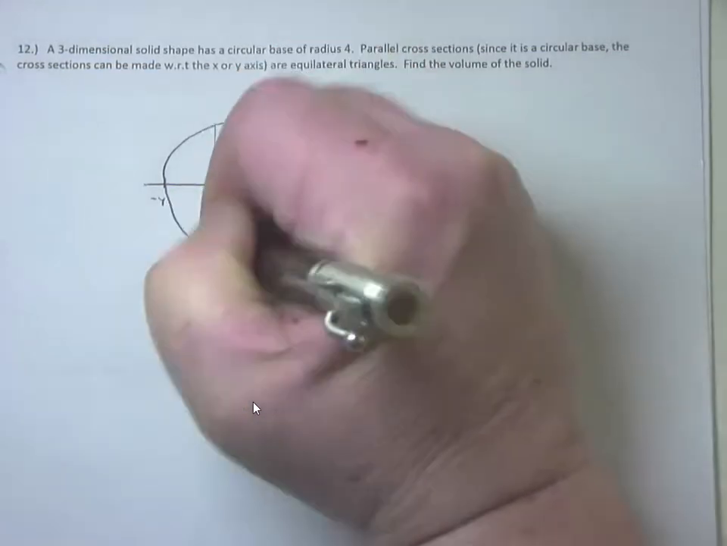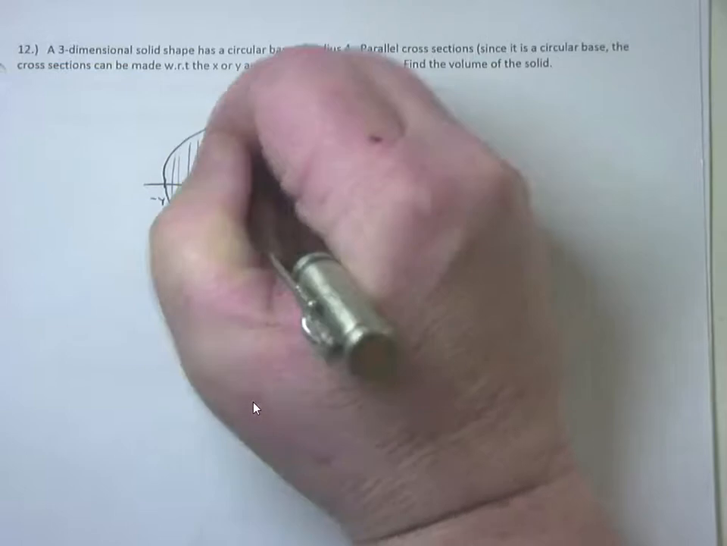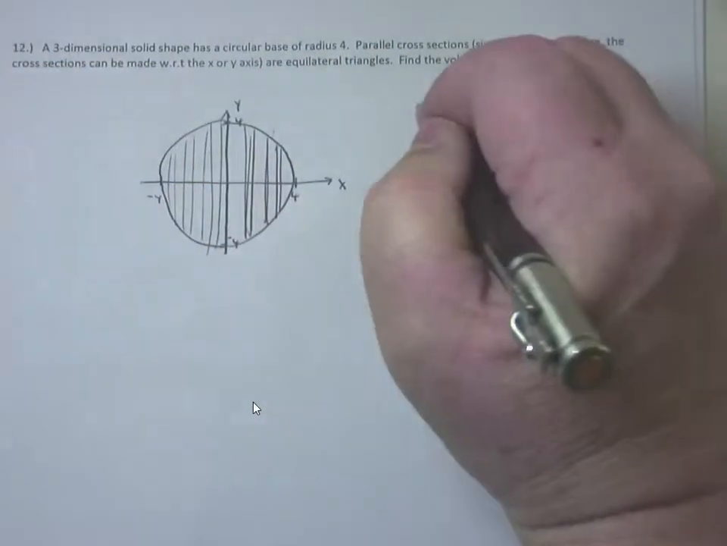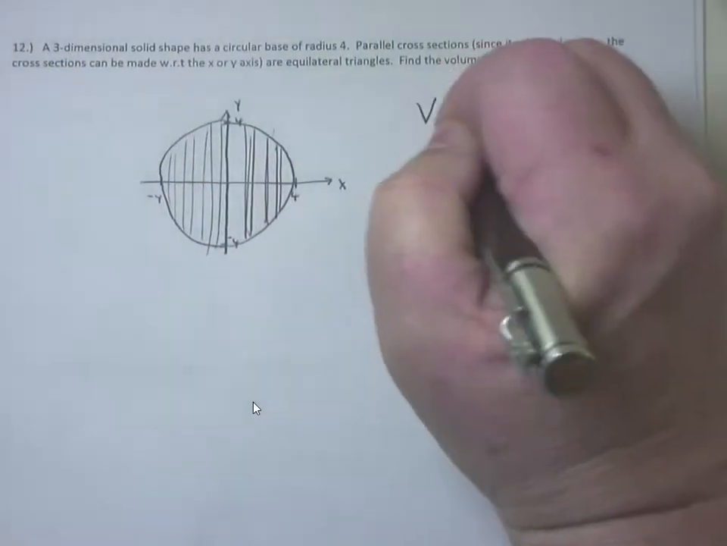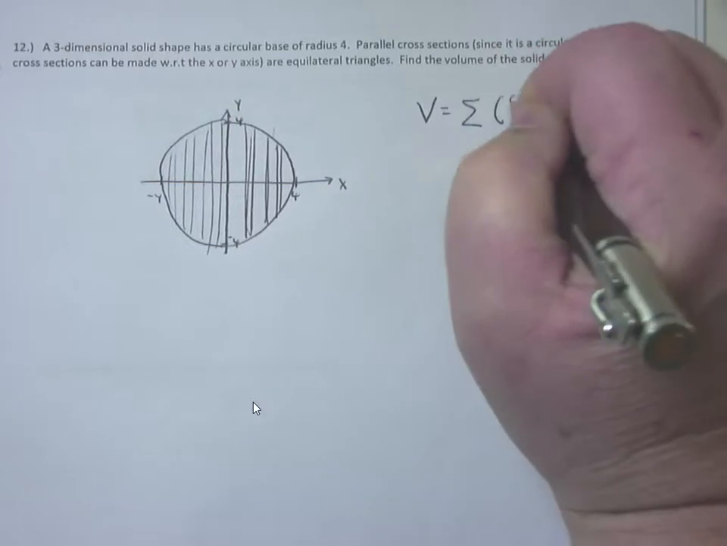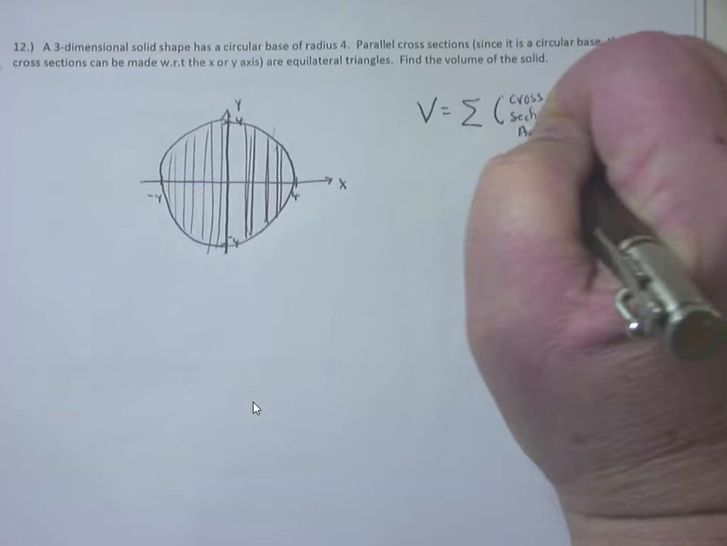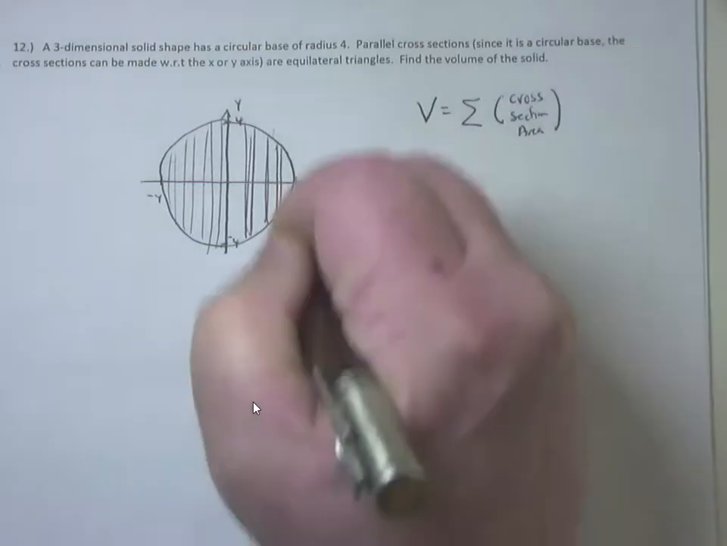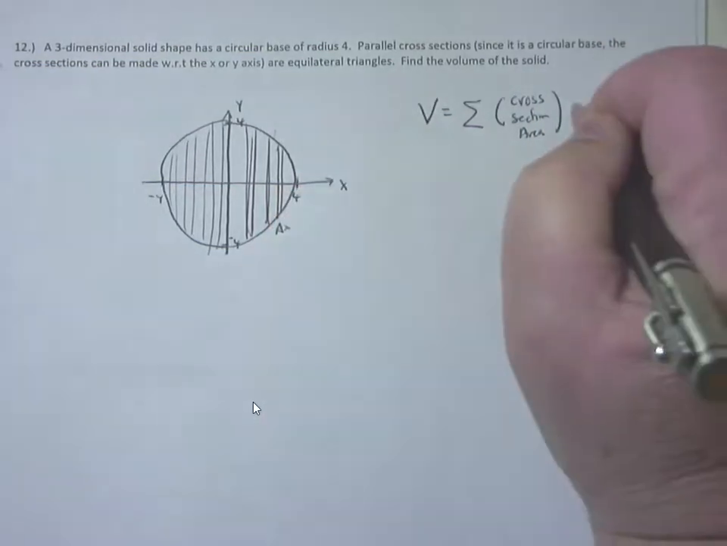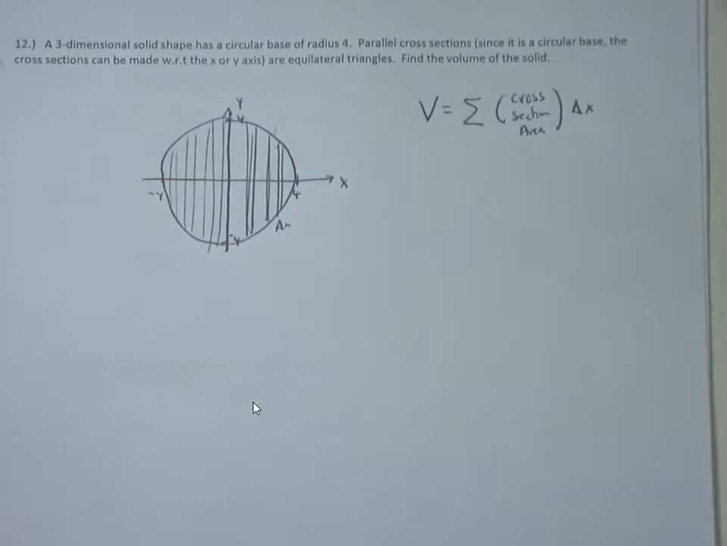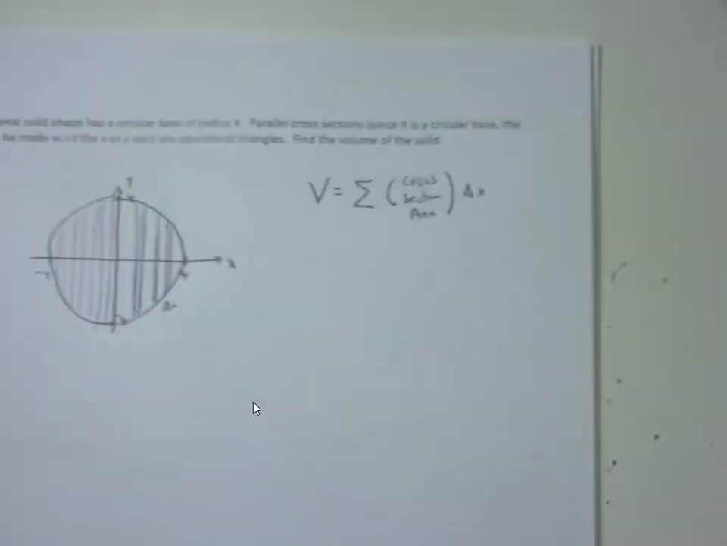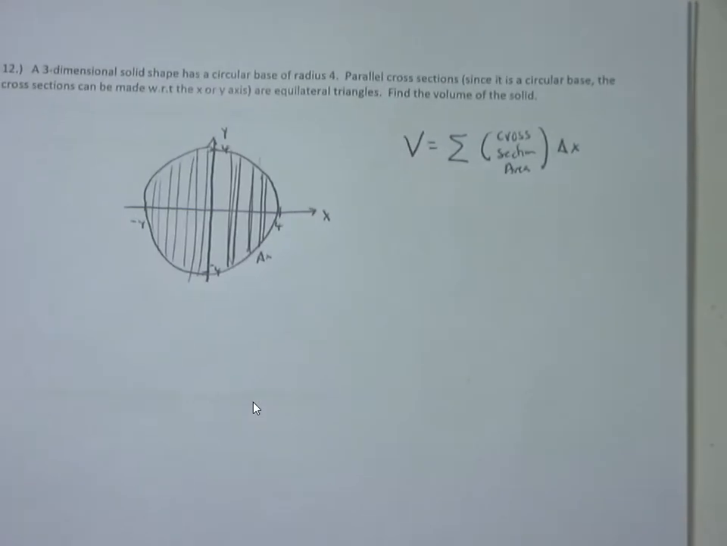So you're going to have lots of little cuts on this thing. Now, remember, the formula is the volume is equal to the sum of the cross-section area. And because we're cutting into the x-axis, you chose to do dx. But honestly, because it's a circle, you can turn it this way and make it a dy problem if you wanted to. But we chose dx, your choice.